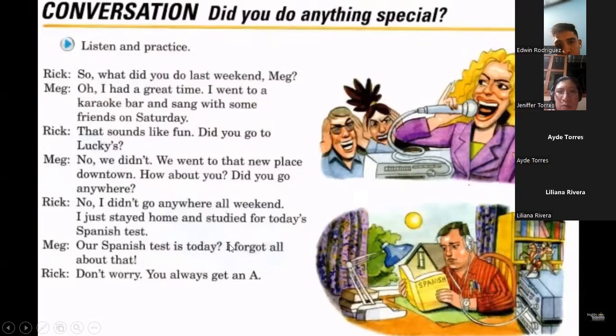Perfect. Here we are going to do something special, something different with this reading. First, we are going to practice it, like speaking. Practice like speaking.